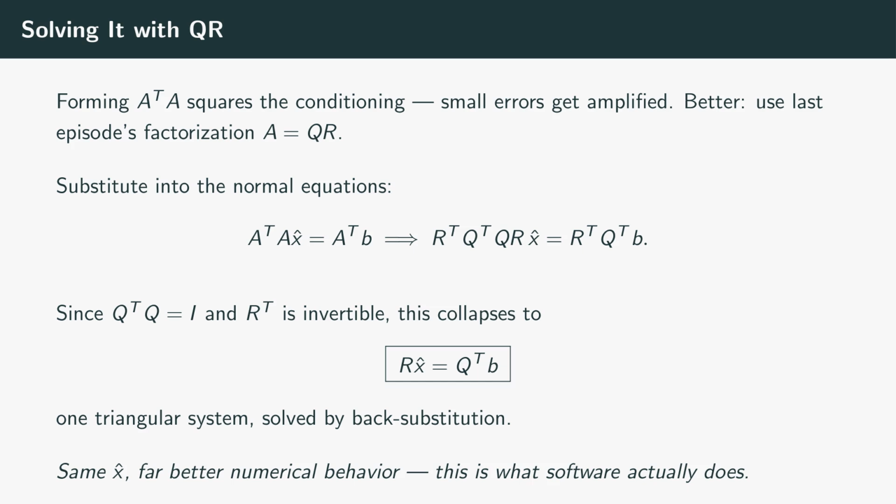Since R is upper triangular, you finish by back substitution, no inversion at all. You get the identical best fit x hat, but with far better numerical behavior. This QR route is what real least squares software does under the hood, which is exactly why we built QR before we built least squares.